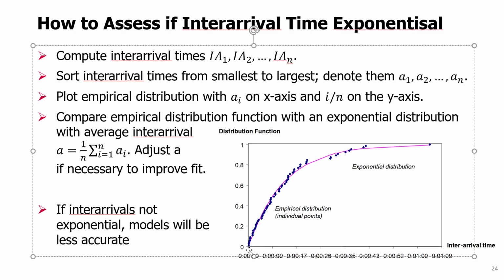So I will create a kind of empirical distribution function. The blue points here are the empirical distribution function of the interarrival times. And then what I can do is plot the theoretical distribution function and see if those two fit with each other. So let me again show you this on the example.